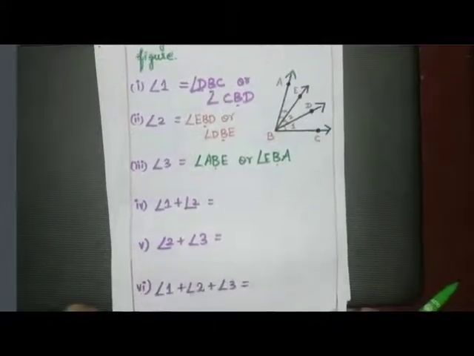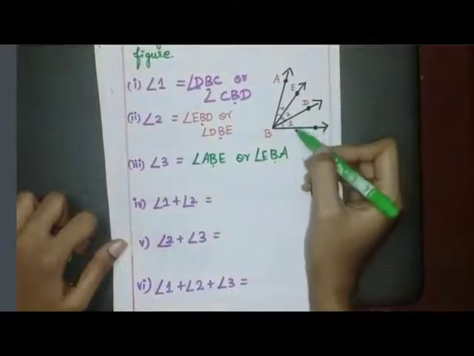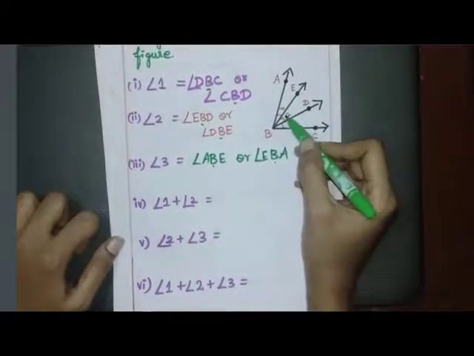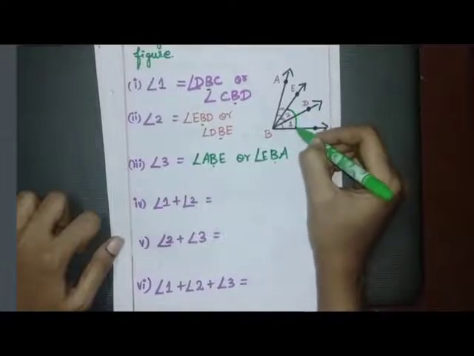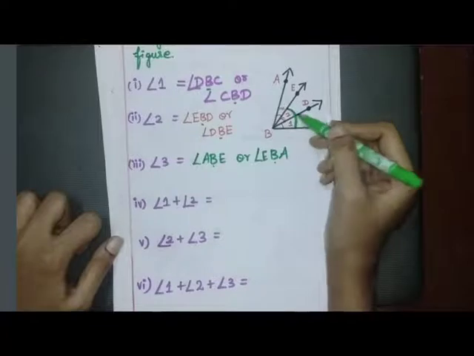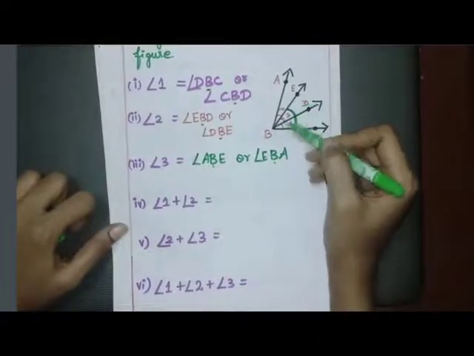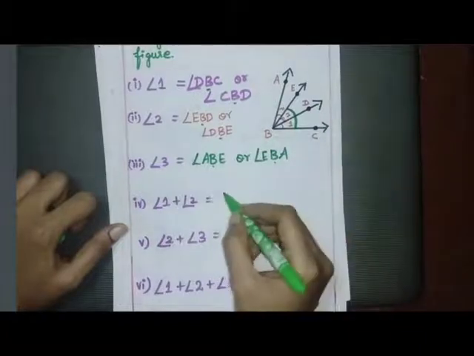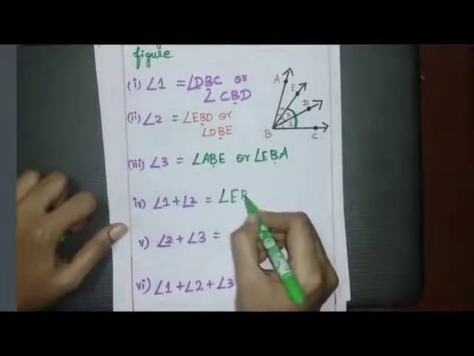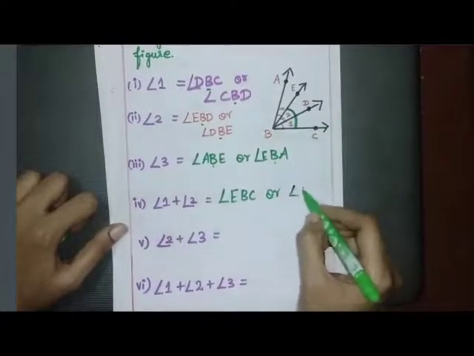Next one, angle 1 plus angle 2. Which angle? Angle 1 and 2. So you have to write the name of this angle, angle 1 and 2 together. So angle 1 plus 2 is nothing but EBC. Angle EBC or CBE.